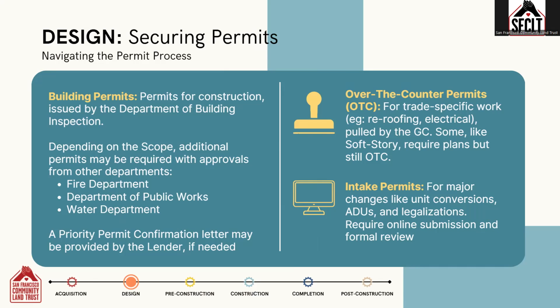Some permits may be issued over the counter, while others may require permit intake. Over-the-counter, or OTC, permits are typically for trade-specific work, like a roof replacement. These often don't need plans or diagrams, and they can be applied for directly by the chosen contractor and their subs before construction starts. Intake permits, on the other hand, typically are required for larger projects like unit conversions, additional dwelling units, and unit legalizations.